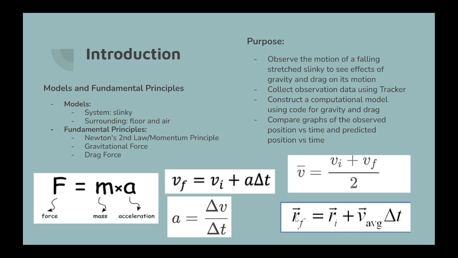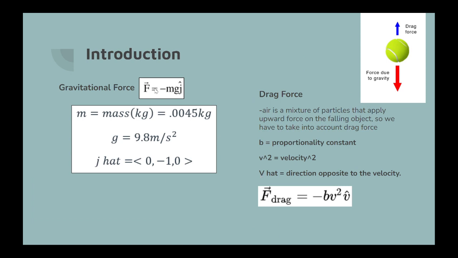Our position update formula is final position equals initial position plus the average of the velocities times the change in time. Gravitational force is force equals negative mass times gravity, the gravity constant, which is 9.8. And j hat just shows that it's in the vertical direction.